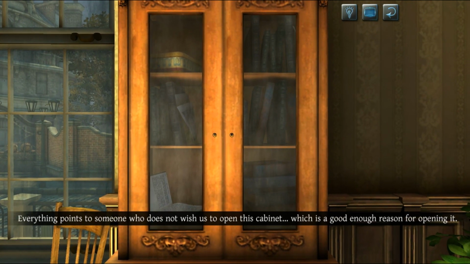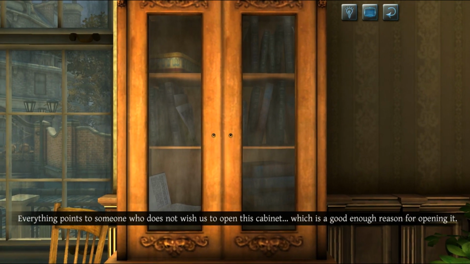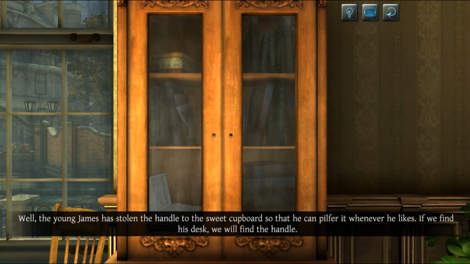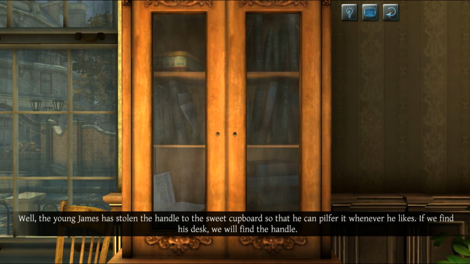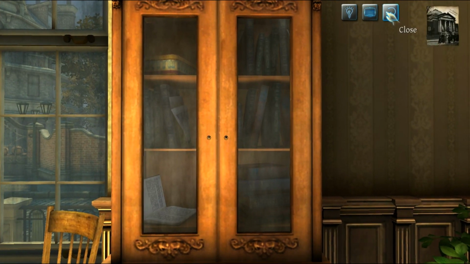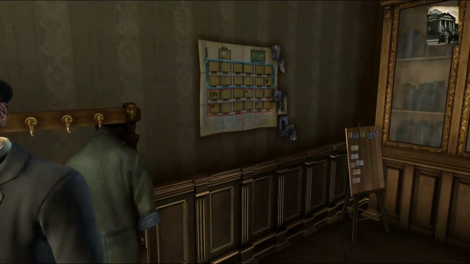Everything points to someone who does not wish us to open this cabinet, which is a good enough reason for opening it. Well, the young James has stolen the handle to the sweet cupboard so that he can pilfer it whenever he likes. If we find his desk, we will find the handle. Ah, okay, so putting things together. Right. So now, this useless plan.